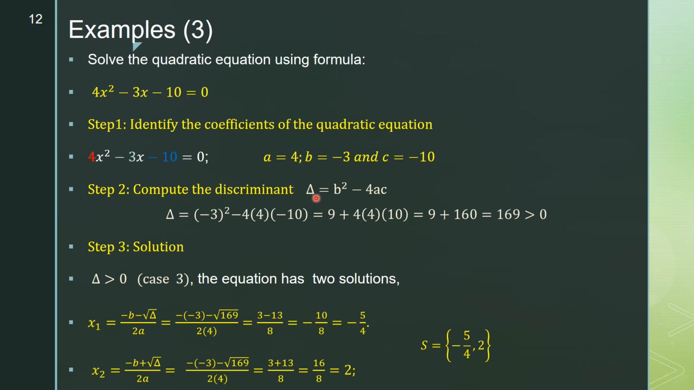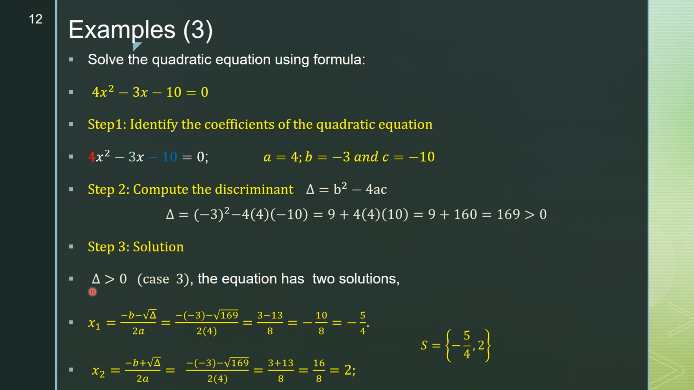We have to remember this formula for the discriminant, which is delta equals b squared minus 4ac. We have to remember this. And then we substitute a by 4, b by minus 3, c by minus 10, and we make our calculation here. We can use our calculator, and we will get the value. The value will be 169, which is greater than 0.